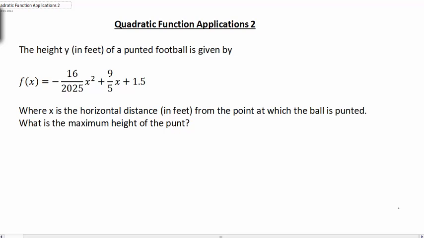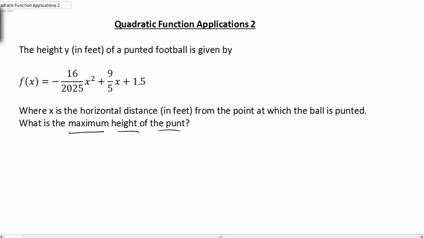In this video, we're going to continue to look at some applications with our quadratic function. And here we're presented with the problem. The height y in feet of a punted football is given by the following quadratic equation, where x is the horizontal distance in feet from the point at which the ball is punted. And the question is, what is the maximum height of the punt?